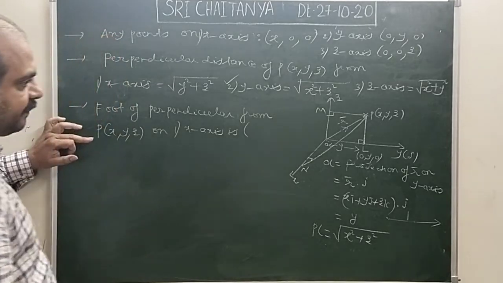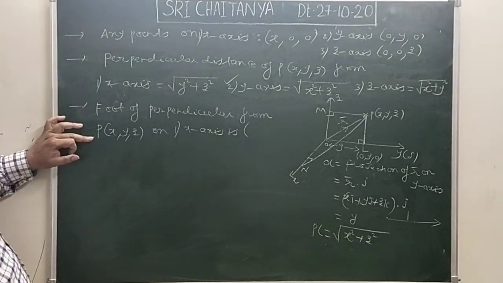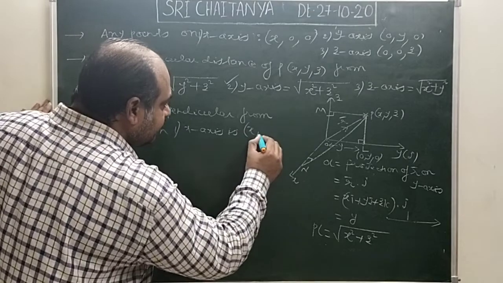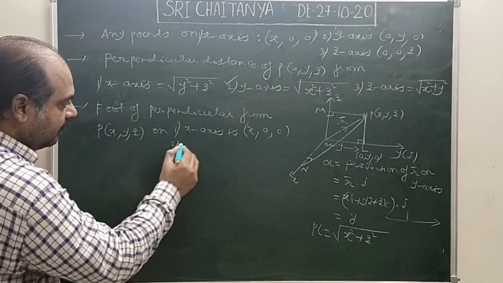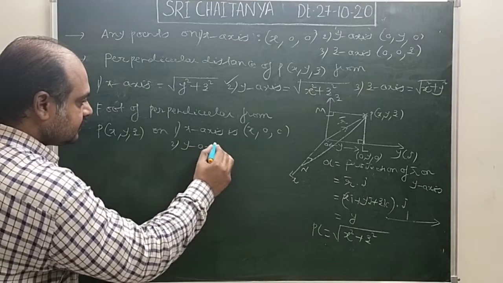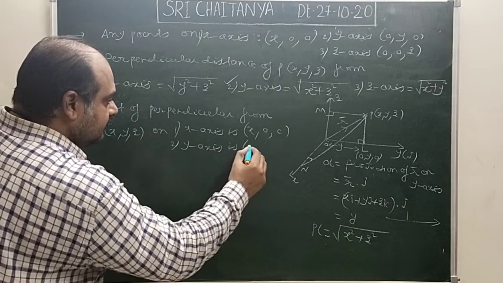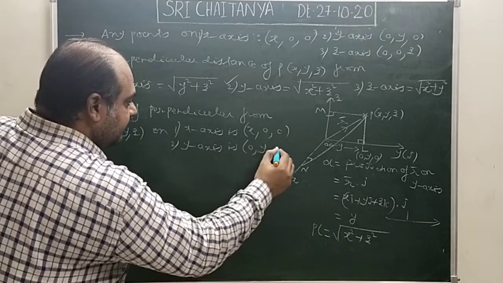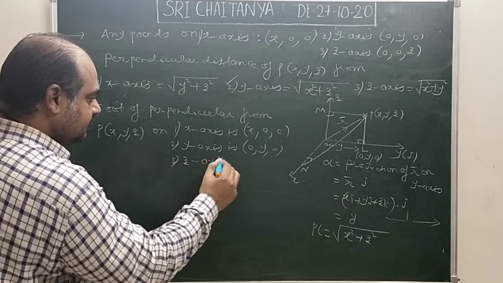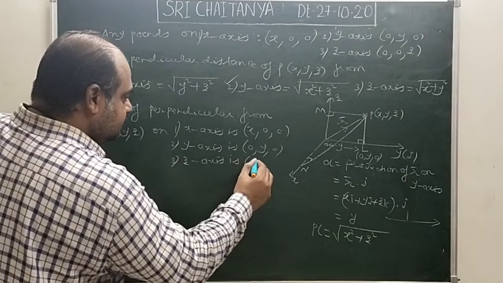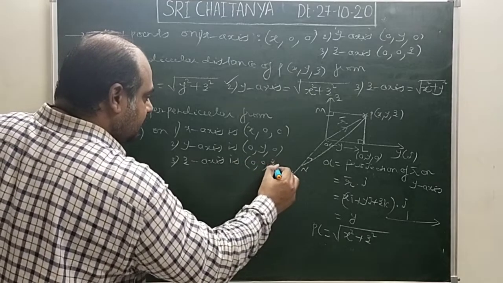So the foot of perpendicular from P on the x-axis is nothing but (x, 0, 0). On the y-axis it is nothing but (0, y, 0). On the z-axis it is nothing but (0, 0, z).